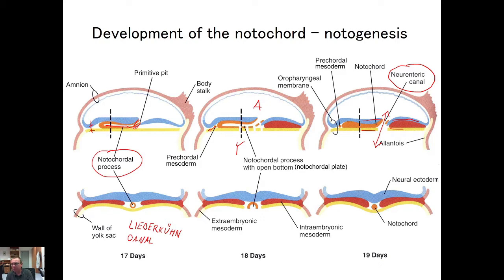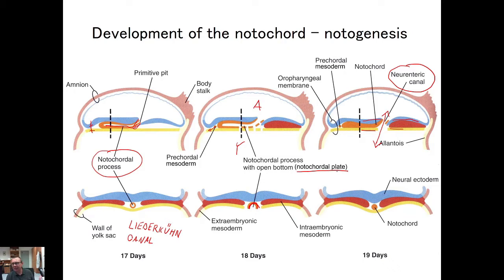After the formation of this neuroenteric channel, the notochordal process is connected with the endoderm and with the yolk sac cavity. So we can see, let's say, just half of the former full notochordal process, and this half process, this structure, is now called notochordal plate. So the first stage of notochordal development is called notochordal process, or also prenotochord. The second stage is notochordal plate.